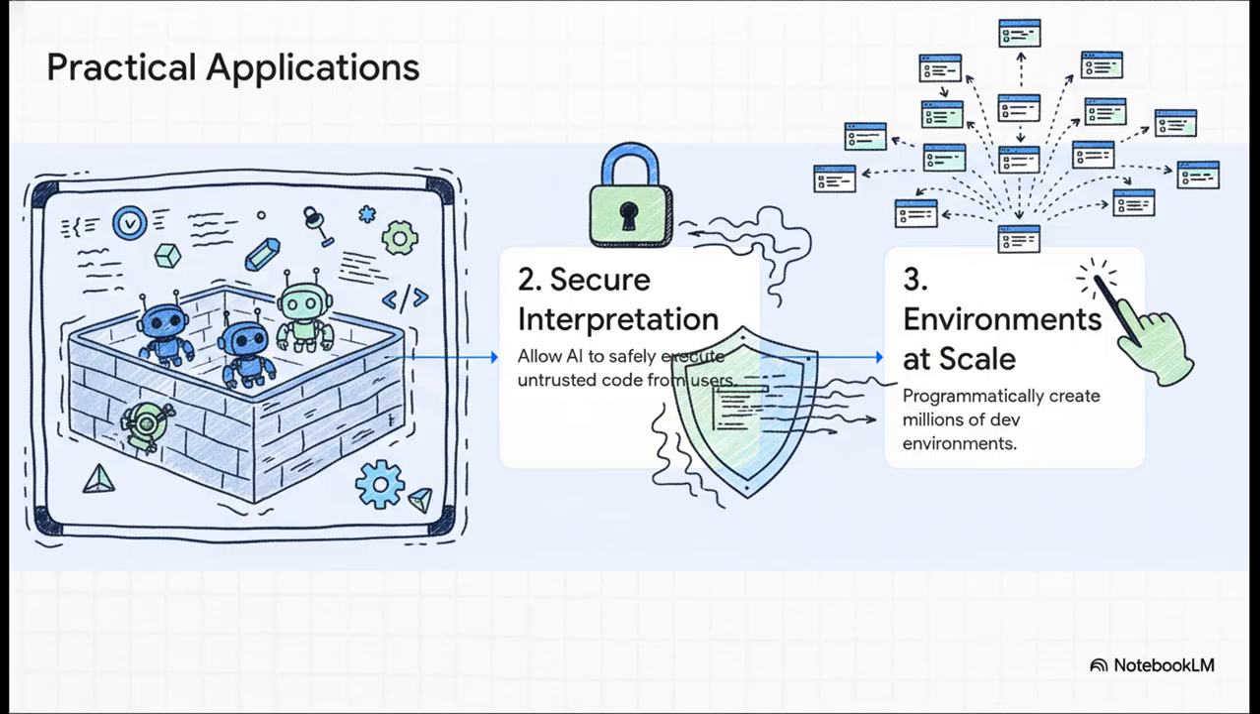Well, it boils down to three key things. First, it gives AI agents a safe, isolated little playground, a sandbox to run code in. Second, it lets an AI model safely run code written by a user without creating security risks. And third, it uses this tech to create millions of these dev environments on demand. Basically, they're providing the safe, scalable engine that AI needs to actually do stuff in the world.